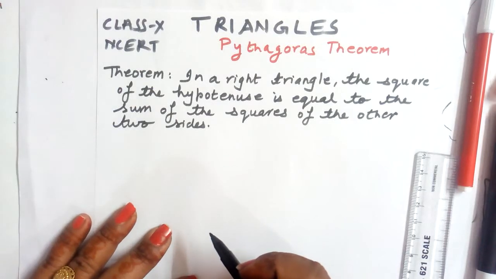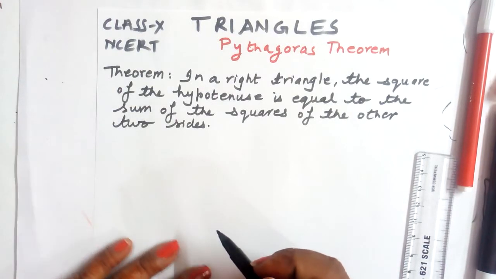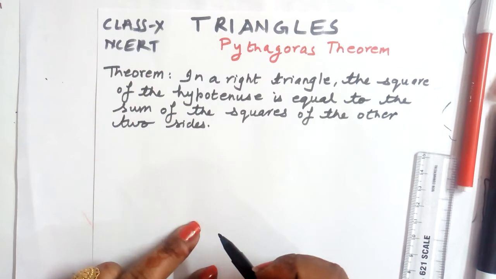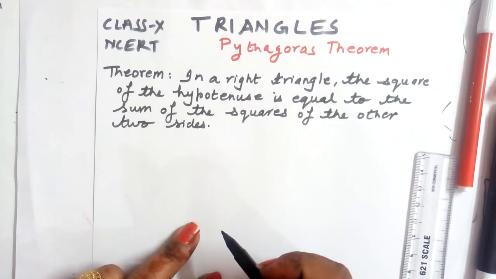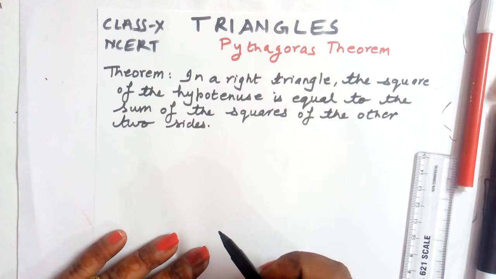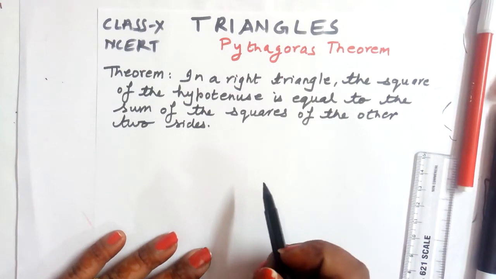Students, so in triangles chapter of class 10th, we are going to prove today Pythagoras theorem. So the theorem is, in a right triangle, the square of the hypotenuse is equal to the sum of the squares of other two sides.